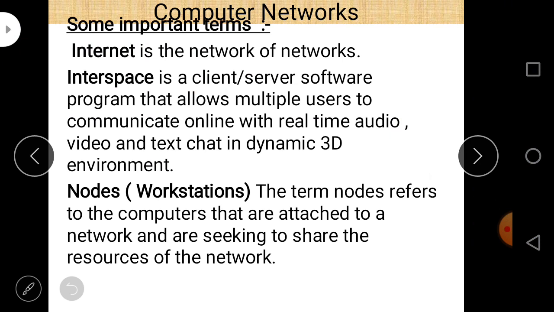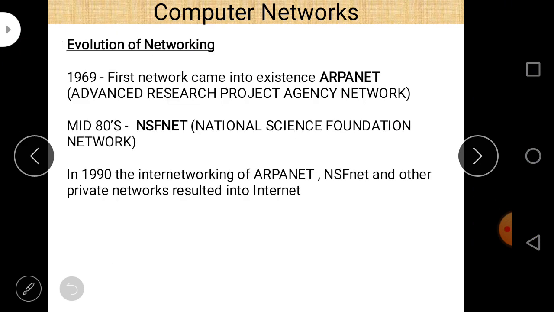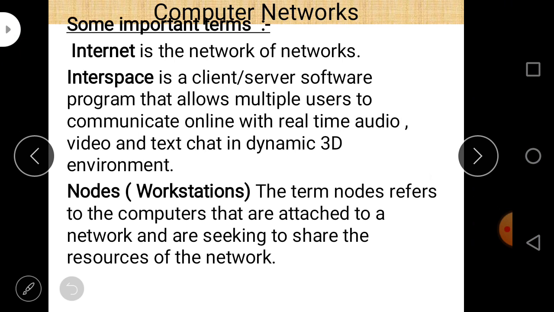Now there are some important points regarding computer networks. First of all, what is the internet? Internet is the network of networks, because as I told you, different networks are a part of the internet, such as ARPANET, NSFNet. So internet is a network of networks. It is the shortest definition of the internet.